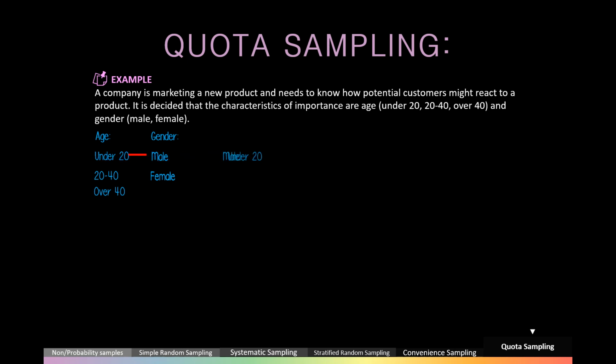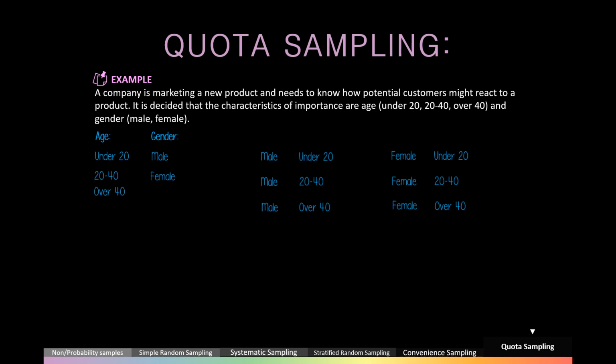So first, we're going to get under 20 males. Then we're going to get 20 to 40 males and over 40 males. Next, under 20 females, 20 to 40 females, and over 40 females. We cross-classified age against gender and we came up with 6 possible categories. If we had more groups under age or gender, we would keep going until we get all our categories.